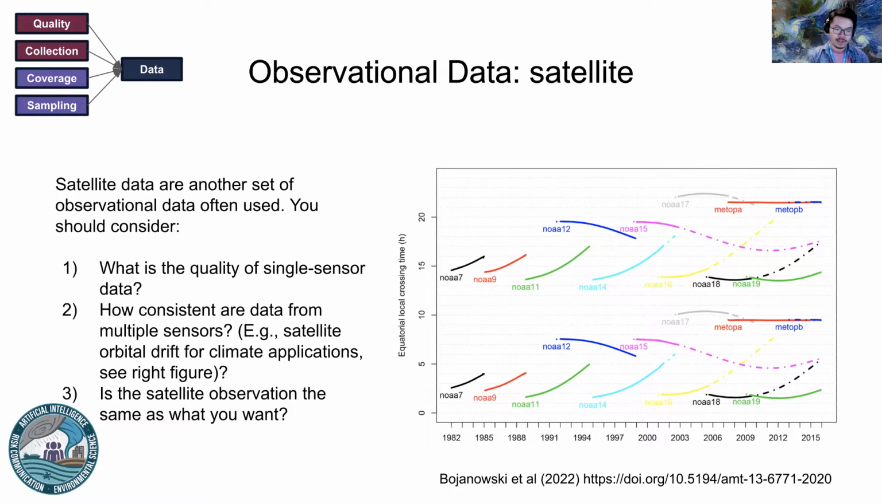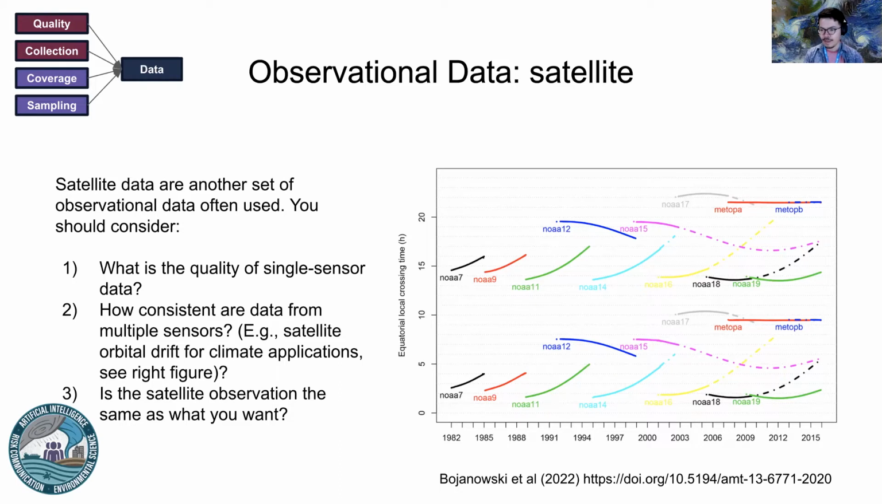And also, last question: is the satellite observation the same as what you want? For point number 2, I want to point you to the right side of the screen, which demonstrates the satellite overpassing time and local times for polar orbiting satellite series from NOAA and from EUMETSAT, which is the European agency. Those are different polar orbiting satellites, from NOAA 7 in the 1980s to the most recent METOP A, METOP B, and NOAA 18, NOAA 19 in the 2010s.